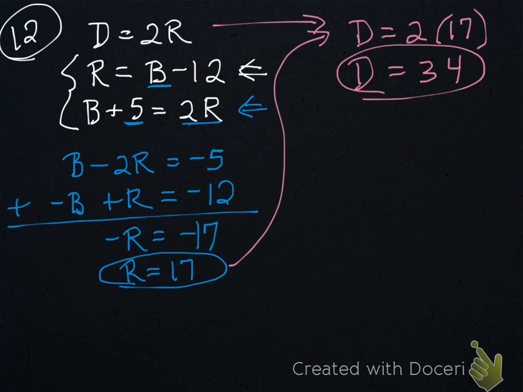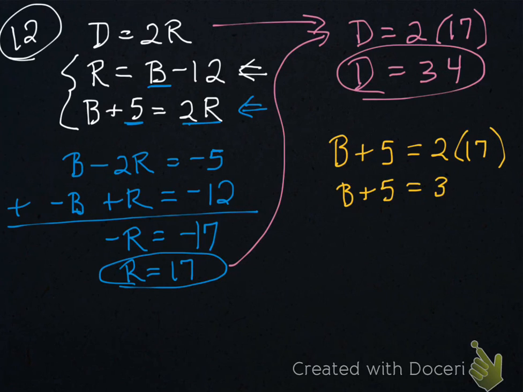Awesome. So which equation should we use to find Brian's age? Yeah, let's use the bottom one. So Brian plus 5 equals twice Robert, which was 17. Okay, so Brian plus 5 equals 34. Subtract that 5 over, and I get Brian is 29. So Brian's 29 years old, Dan is 34 years old, and Robert is 17 years old. And this concludes all of our practice problems.